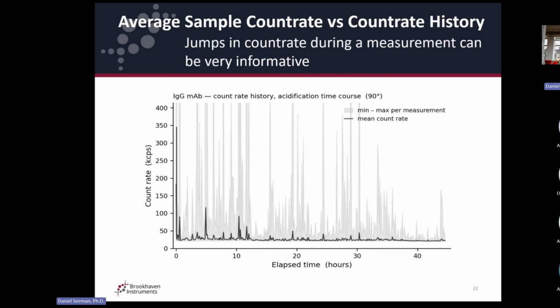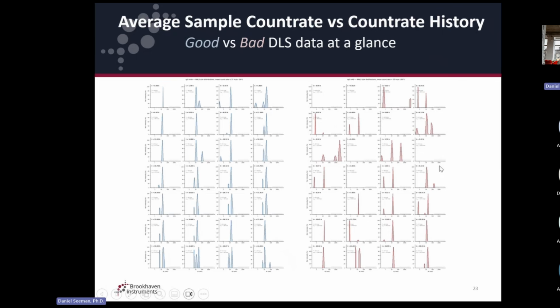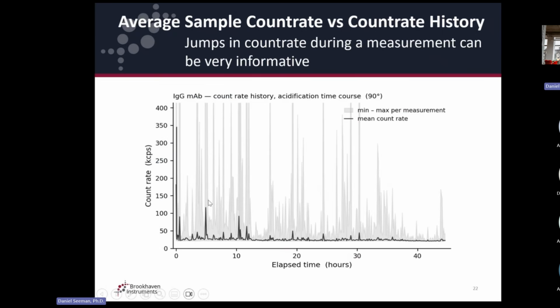So one thing that we're able to do is set a threshold for max count rate, take all this data, and essentially fish out good measurements and bad measurements. Bad measurements are those where there is a discrepancy above a certain percent between the max count rate and the baseline count rate.